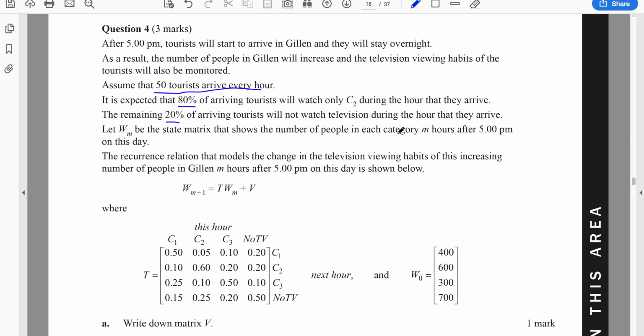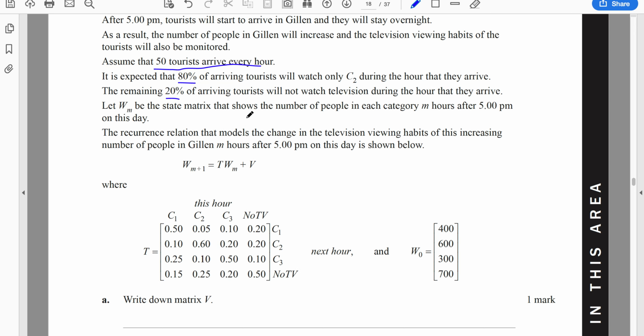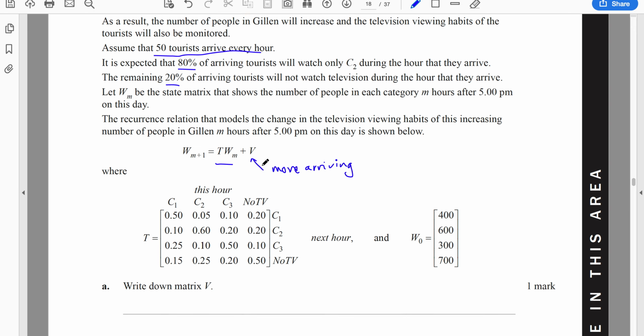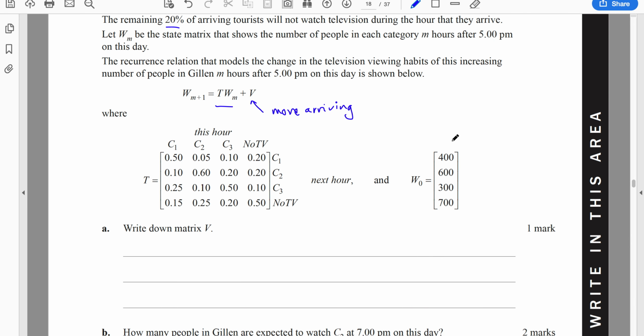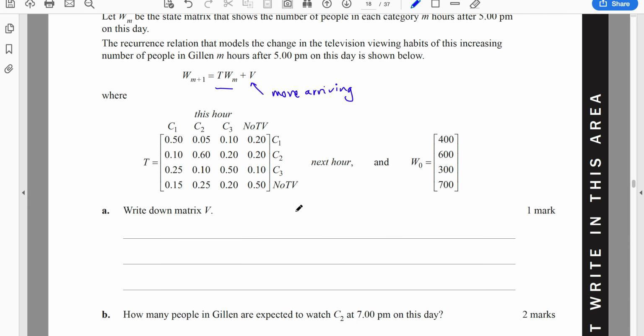Because that information there indicates that we don't just have transitions taking place, which is shown here in the recurrence relation, but we also have more people arriving. And that's actually what we need to find in part A. We need to find this matrix V that's going to be added on, and that information is contained in that paragraph above.